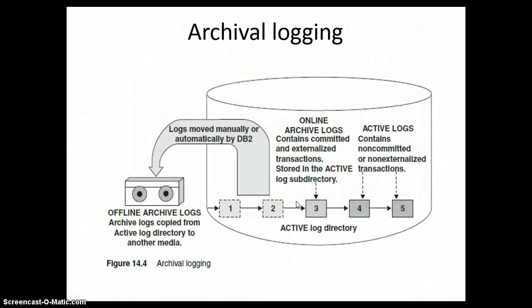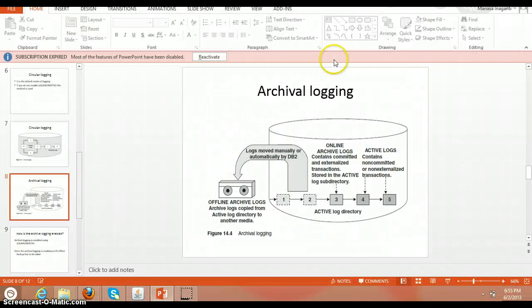So in archival logging, what happens is you have active logs or circular logs, and once the transactions are committed and written to disk, they are moved to the archive location by DB2. So this archival logging is needed to take an online backup or to recover to a point in time. So let's see how many primary logs and how many secondary logs we have on the database and how to change it.